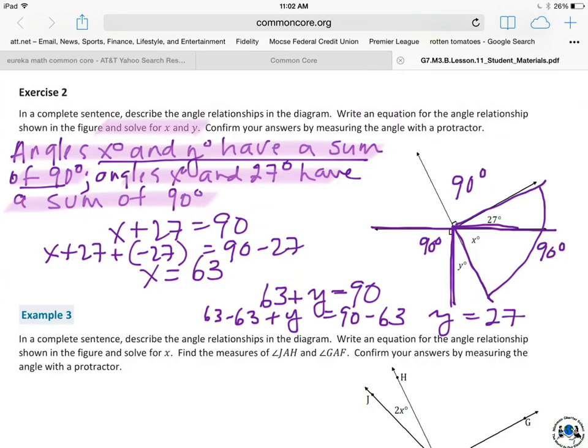Okay, you can tell already what the measurement of y is, it's already pretty clear. But let's go ahead and do it algebraically. x plus 27 equals 90. We come to the point that x equals 63 degrees, and then 63 plus y equals 90, y equals 27 degrees, okay? 63 degrees, and that is 27 degrees there.